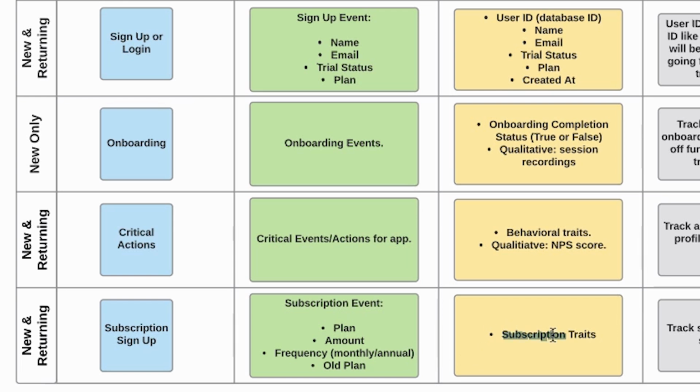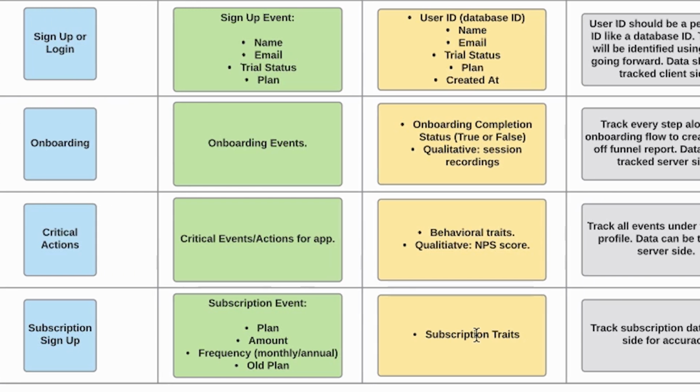And for user attributes, we'll also track traits around subscription. So these are things like what's the plan they're on, what's the frequency, how much revenue have they had with your company, all these kinds of things. So these are all very revenue-specific traits.